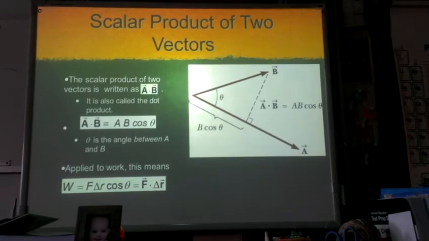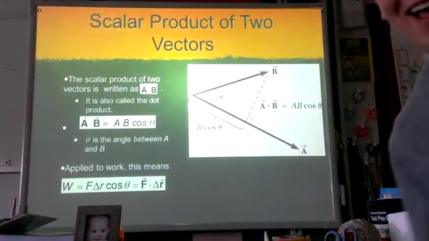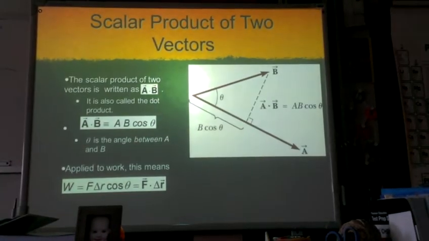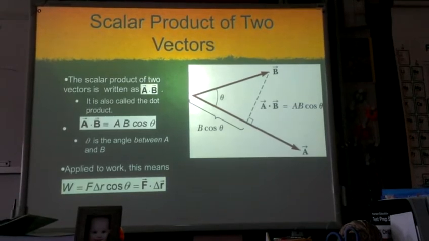We know that work is equal to the force, whatever applied force it is, times the cosine of that angle times the displacement. So scalar product is just the product of two vectors, and we're going to write that as A dot B. We also will call that the dot product. So A dot B is equivalent to the magnitude of A times the magnitude of B times cosine theta. And theta has to be the angle between A and B.